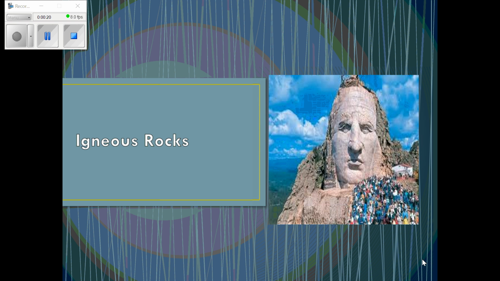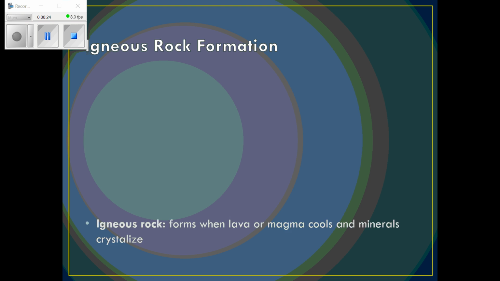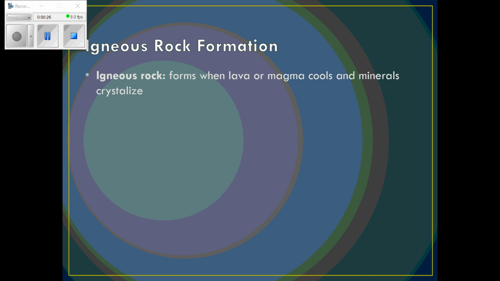So the first type of rocks is our igneous rocks. Igneous rocks form when lava cools and crystallizes. Remember, it's lava inside the earth; when it erupts from a volcano or a hot spot, it's magma. But when it cools, it forms an igneous rock.